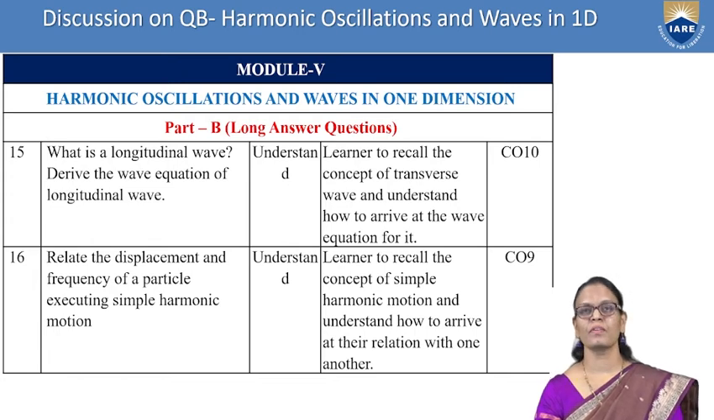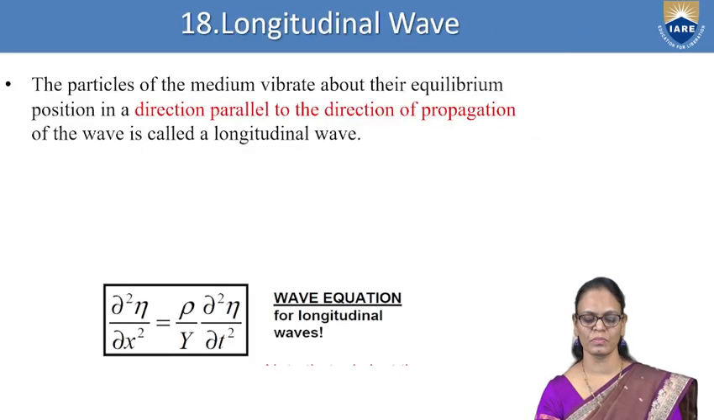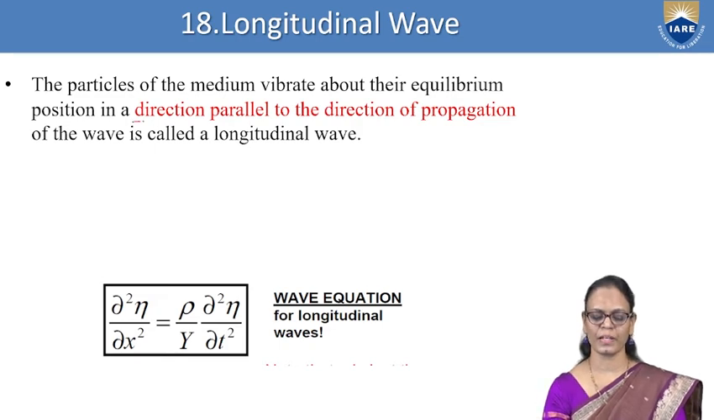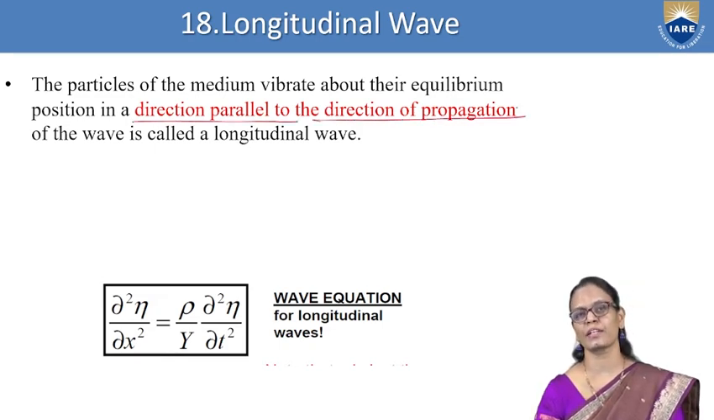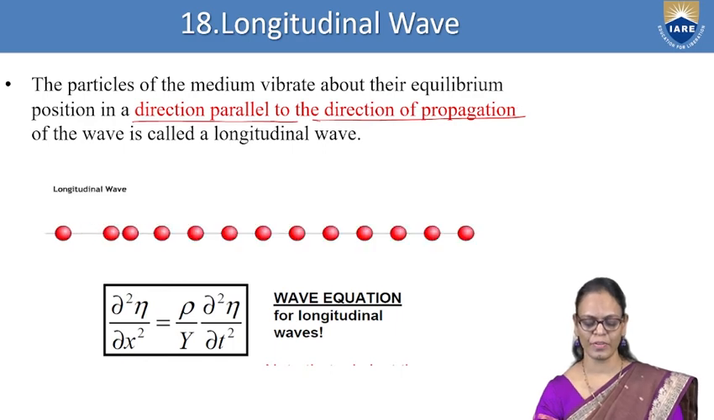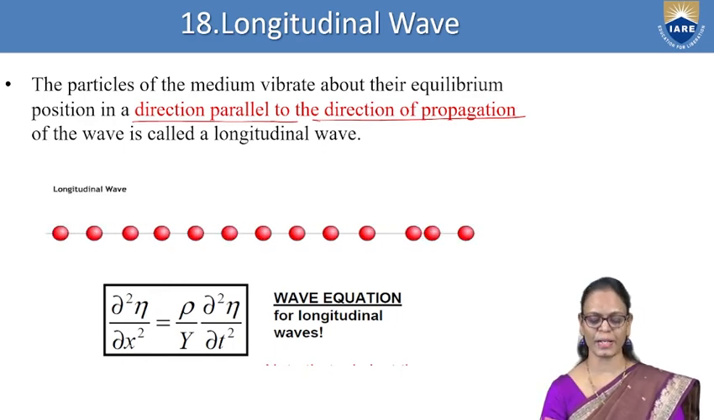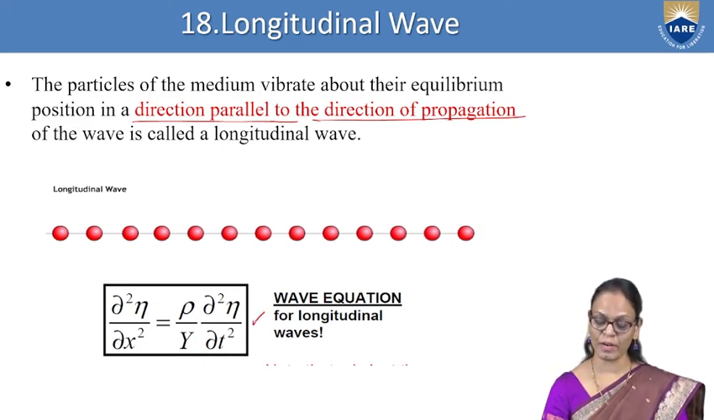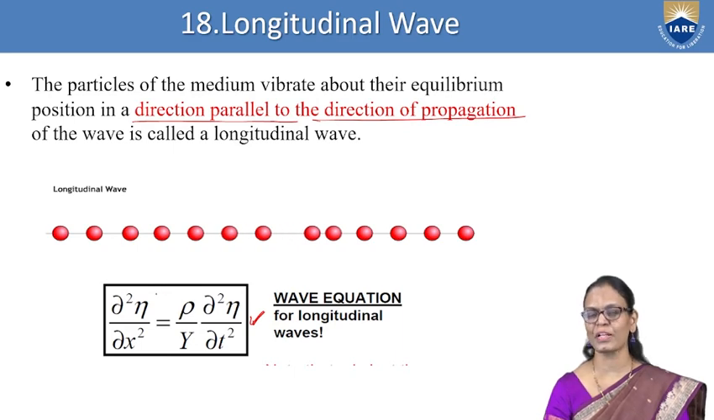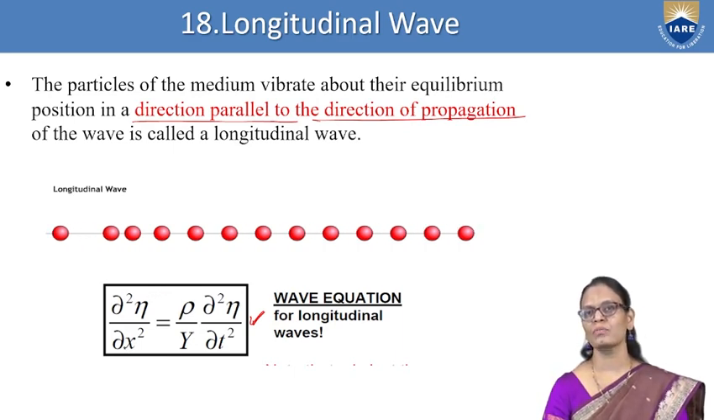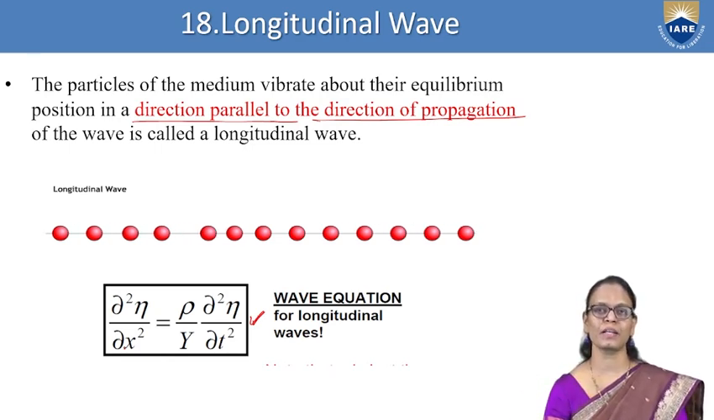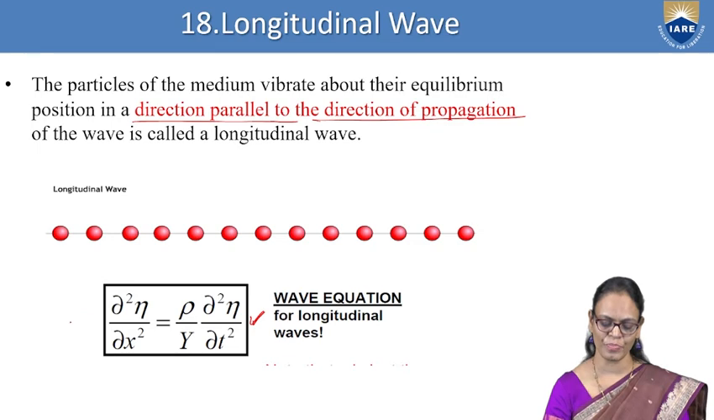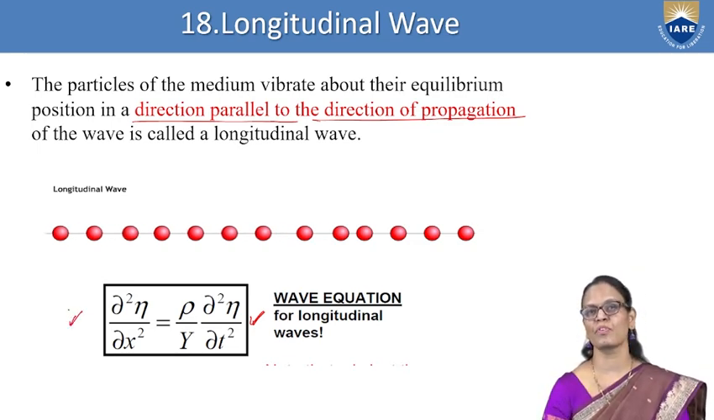Next, what is a longitudinal wave? Derive the wave equation. We have already seen particles vibrating parallel to the direction of propagation of the wave. The wave equation is given by dou square eta by dou x square is equal to rho by Y dou square eta by dou t square. You will have to derive the expression starting from the displacement and how the forces act, how the layers are getting displaced, and what the Young's modulus will be. You can refer to the video on the expression for the longitudinal wave and then get this expression.